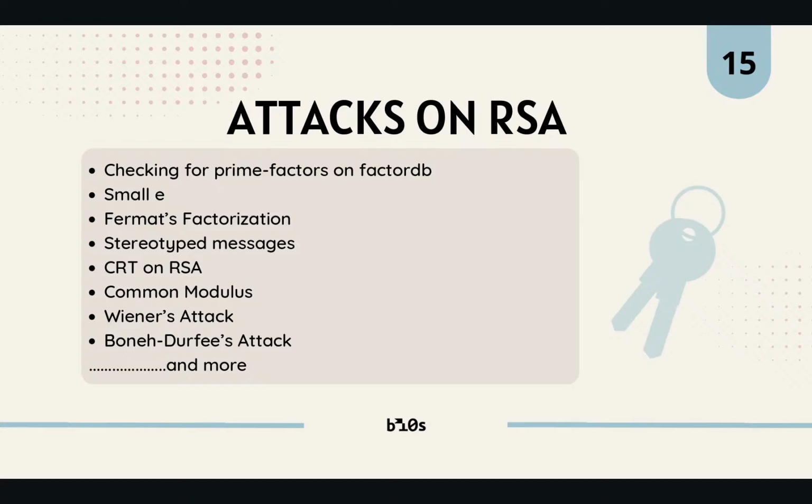And you have stereotyped messages, CRT and RSA, which stands for Chinese Remainder Theorem, common modulus, Wiener attack, Boneh-Durfee. I will not get into all these, although I will mention Wiener attack, which is an attack where if your public exponent E is very large, your value of D would be quite small. Wiener attack and Boneh-Durfee are related to each other, and they work when your value of D is very small. And there are more attacks on RSA. I'm not explaining any of them because, again, it's not at the basic level.